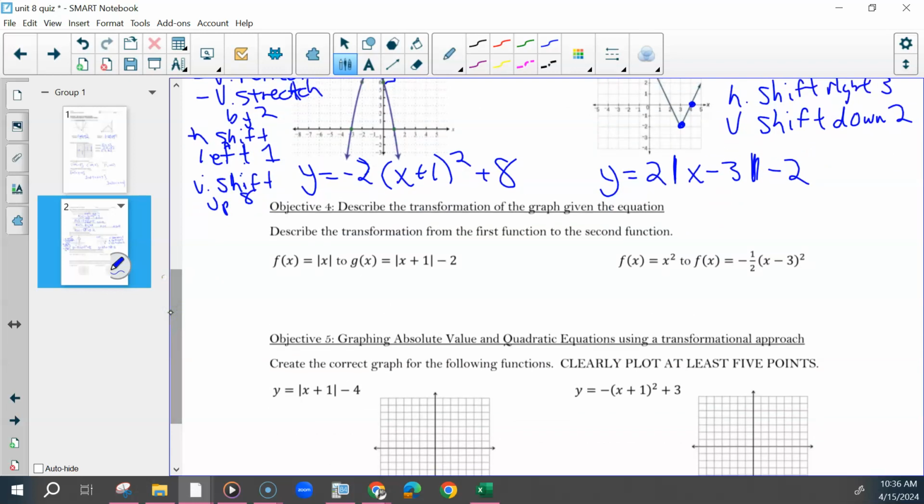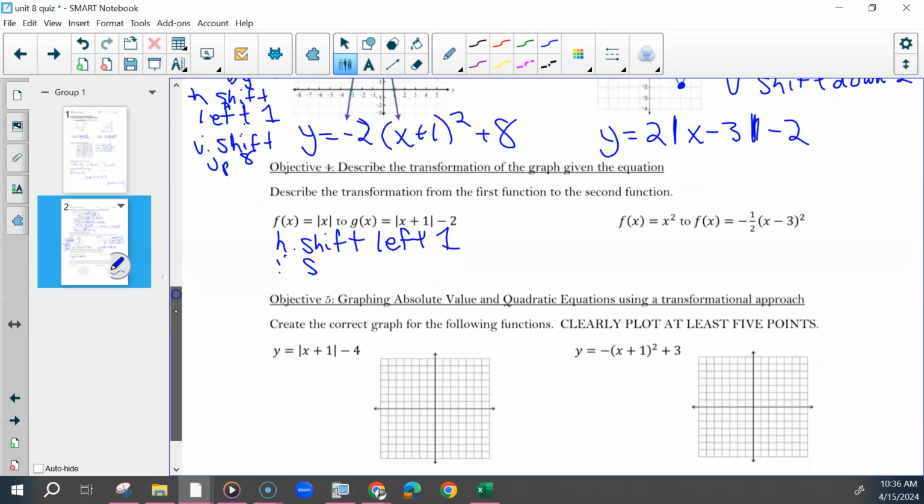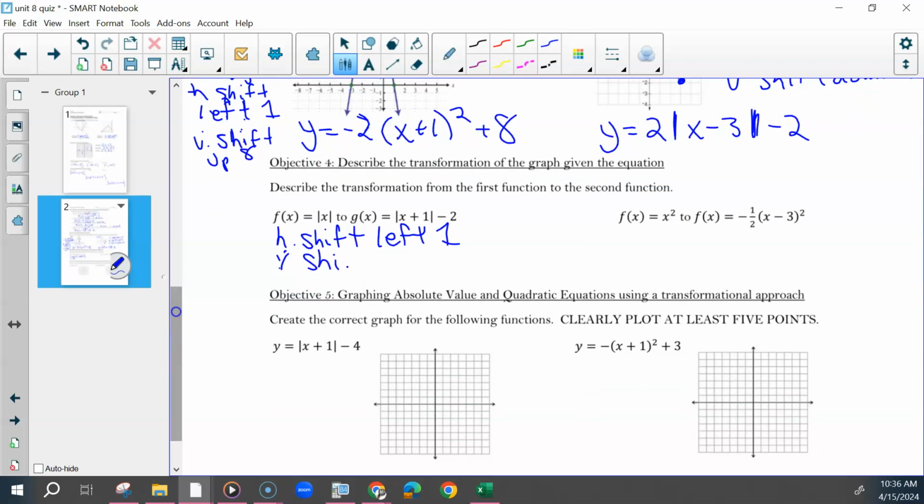Okay, for objective 4, describing the transformations, there were 2 in this one. Horizontal shift, left 1. And vertical shift down 2. It didn't have anything else, so if you added in extra things, you got points taken off, but that one should have been just 2 points. If you use the word translate instead of shift, that was fine.